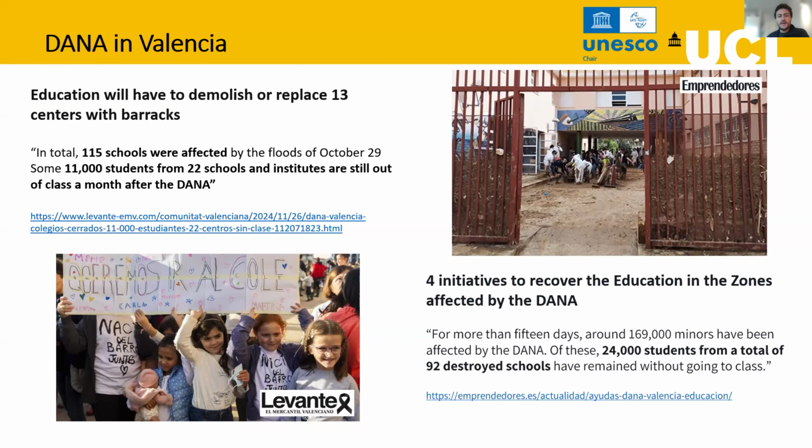and in particular in school infrastructure. So here are two different news items, one from Levante, a Valencian newspaper, in which they mention that around 11,000 students from 22 schools and institutes are still out of education 1 month after Dana. So this is to mention the impact one specific event can have, a very long-term impact on communities and societies, and in particular on children. This other news item also mentioned about 92 schools completely destroyed, and all the students that were attending these schools with no capacity to go to the schools and have a proper education.